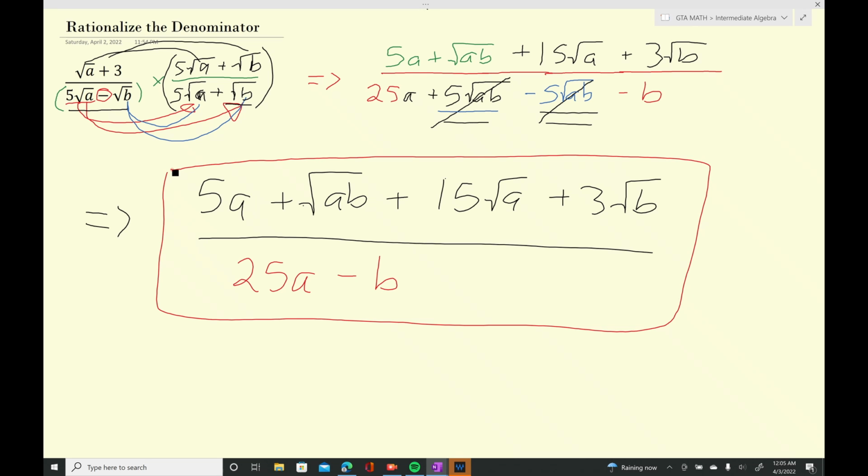GTA family, thanks for sticking with me. I know this problem was not super easy to look at and have an idea of what you're doing, but rationalizing is really just taking the conjugate of the denominator like we did in this problem and cleaning up a bunch of mess. And that's what we did.